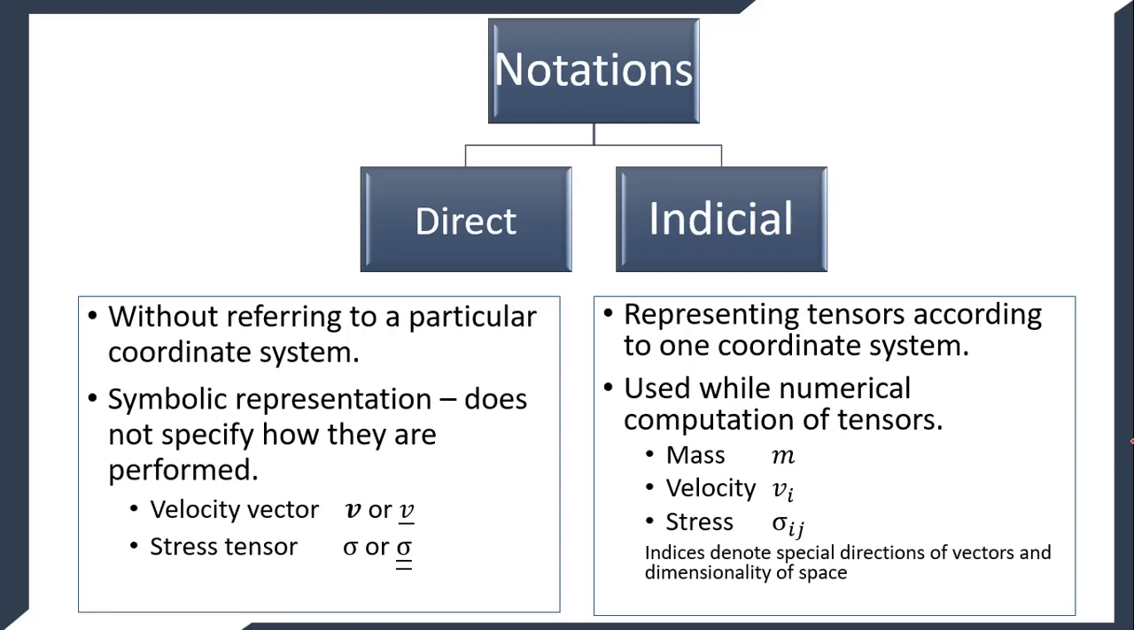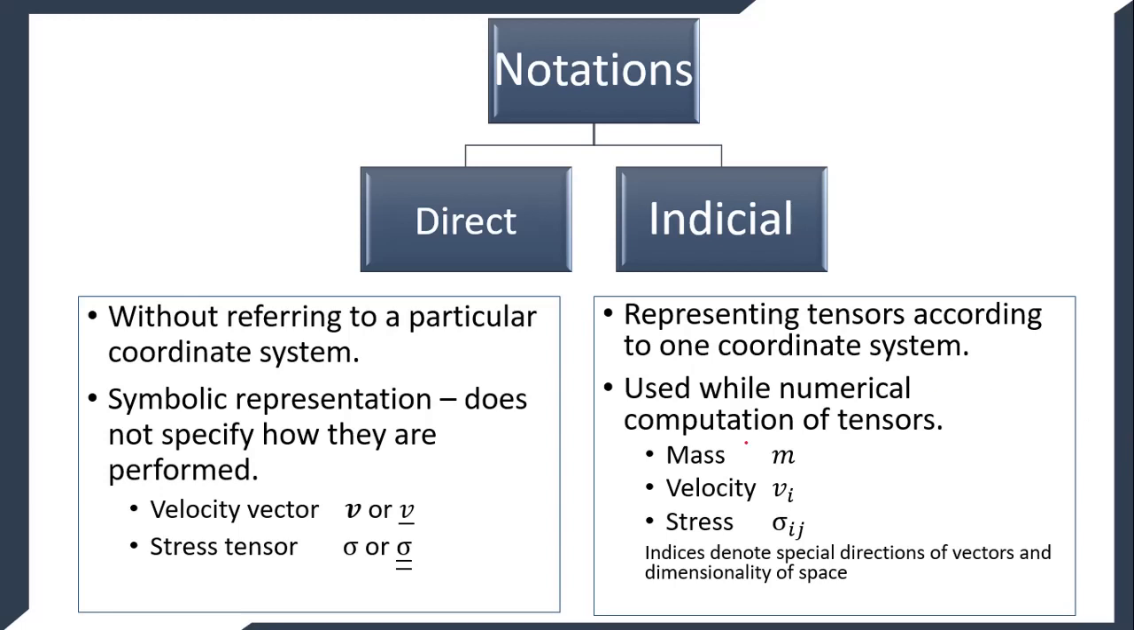And if we have to write or notate a tensor without referring to a particular coordinate system, then we will use the direct notation. In direct notation, it is just a symbolic representation. That is, we just say that this particular letter denotes a tensor. This particular letter denotes a vector. This is what we are just indicating, that this is a tensor or this is a vector. So it's just a symbolic representation, and it does not specify any of the algebraic operations that are being performed with the vector or the tensor.